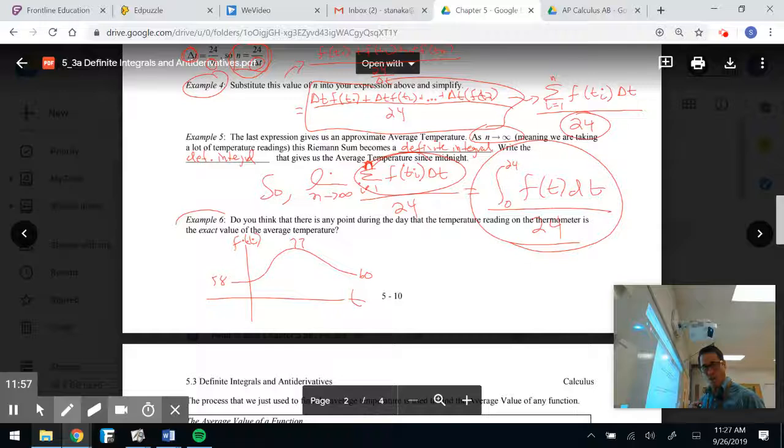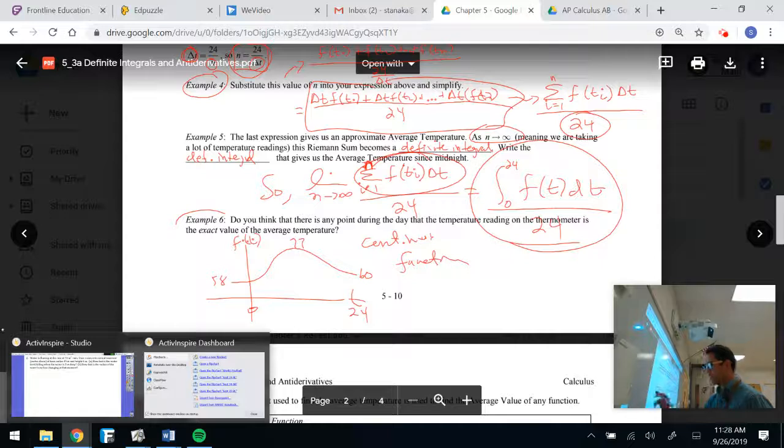Why? Because this is a continuous function. If it's a continuous function, then there will be some time during that day, during that 0 to 24, that if you have an average temperature of 65, 66, 67, whatever, it's going to hit that. It might even hit it more than once, right, class? And that's what that question is asking right there. That's pretty much the most important concept that we're doing here in terms of average value.